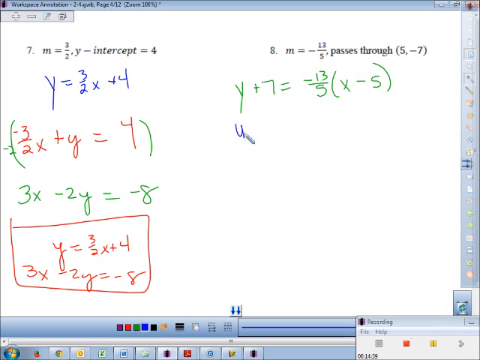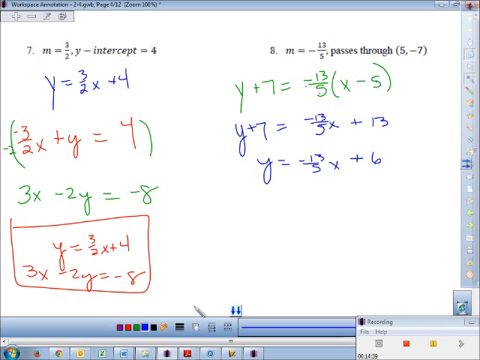So, the y plus 7 comes down. Negative 13/5 times x is negative 13/5 x. Negative times negative is a positive. 5 goes into 5 once. Take that times the numerator and get a 13. Feeling good? Then subtract the 7 over. 13 minus 7 is 2. Then put it into standard form.